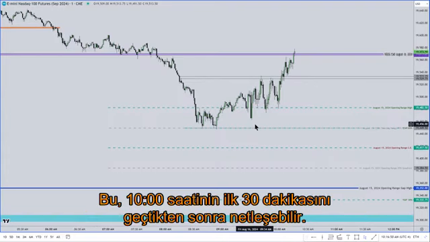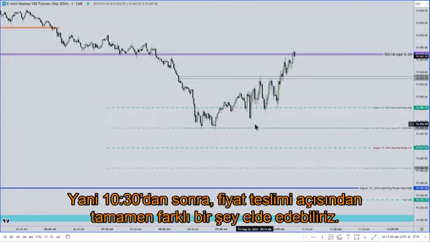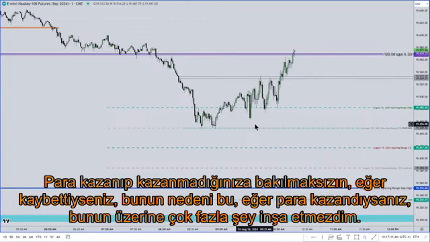That may clear up once we get through the first 30 minutes of the 10 o'clock hour. So post 10:30, we might get something entirely different in terms of the delivery of price. But right now, nothing in here is terribly exciting. Whether you made money or not, if you've lost, that's the reason why. If you made money, I wouldn't build too much around that.